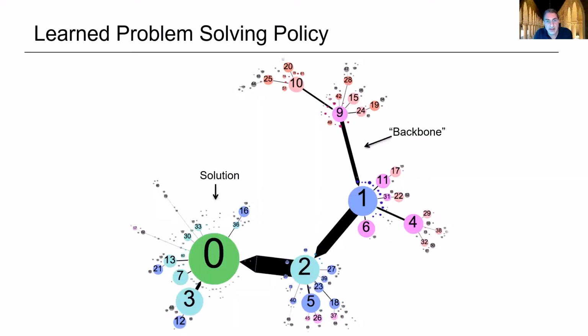So if we think about the problem-solving policy in some sense that we would solve, what we think of is the notion of a backbone. The backbone is, in some sense, the most common path that leads to the solution.